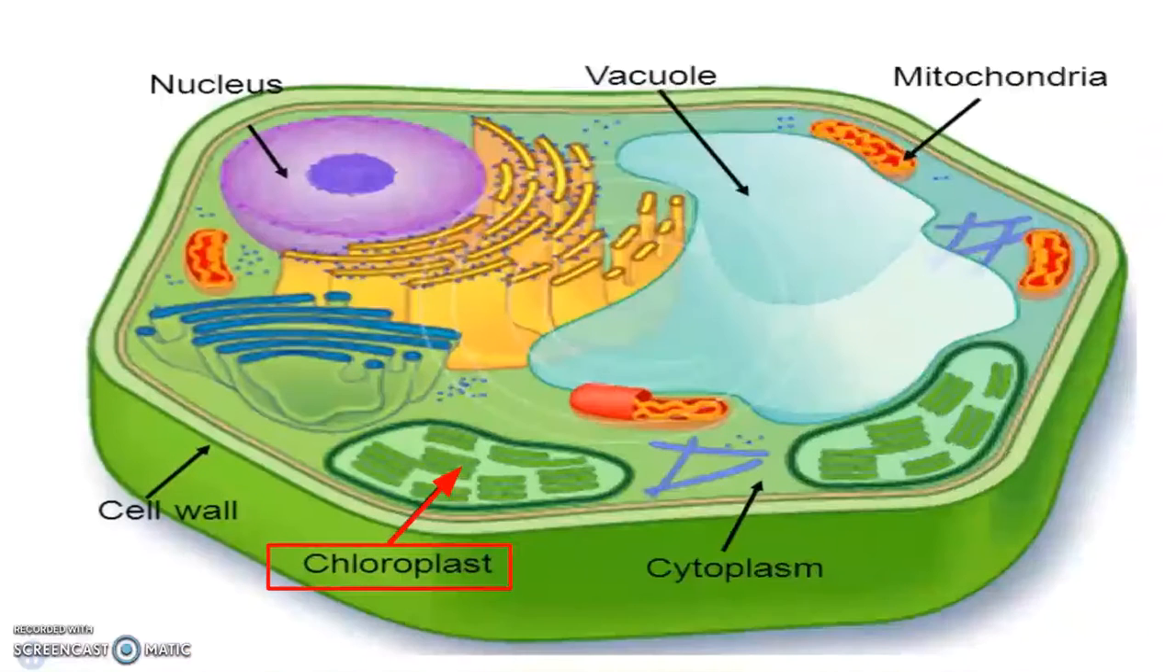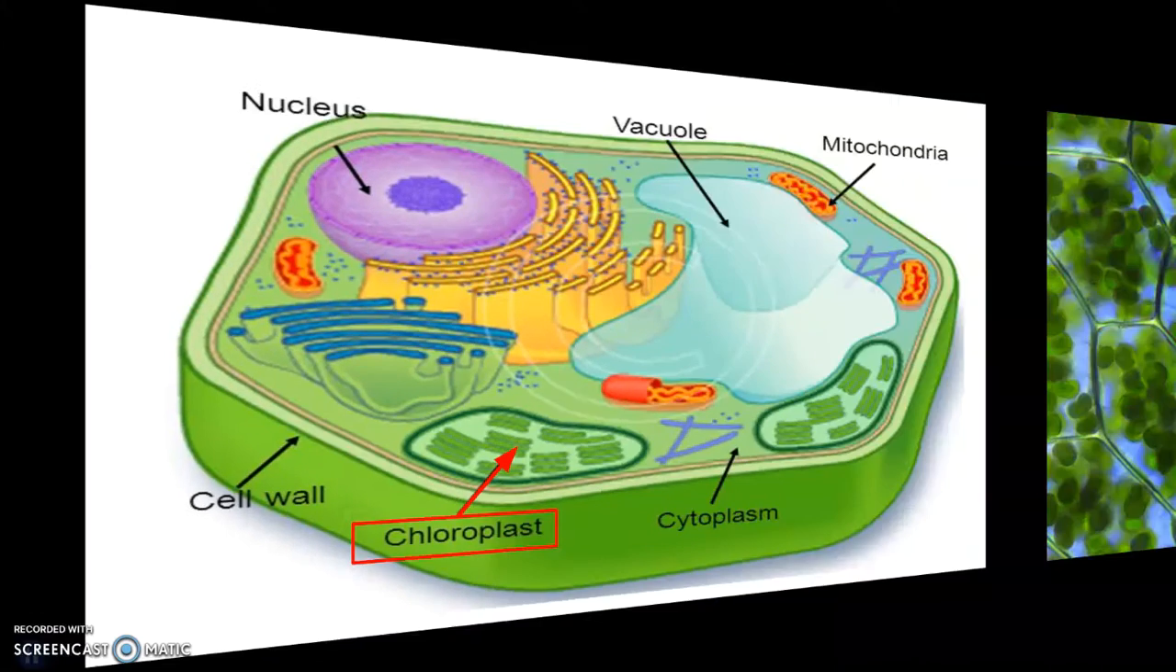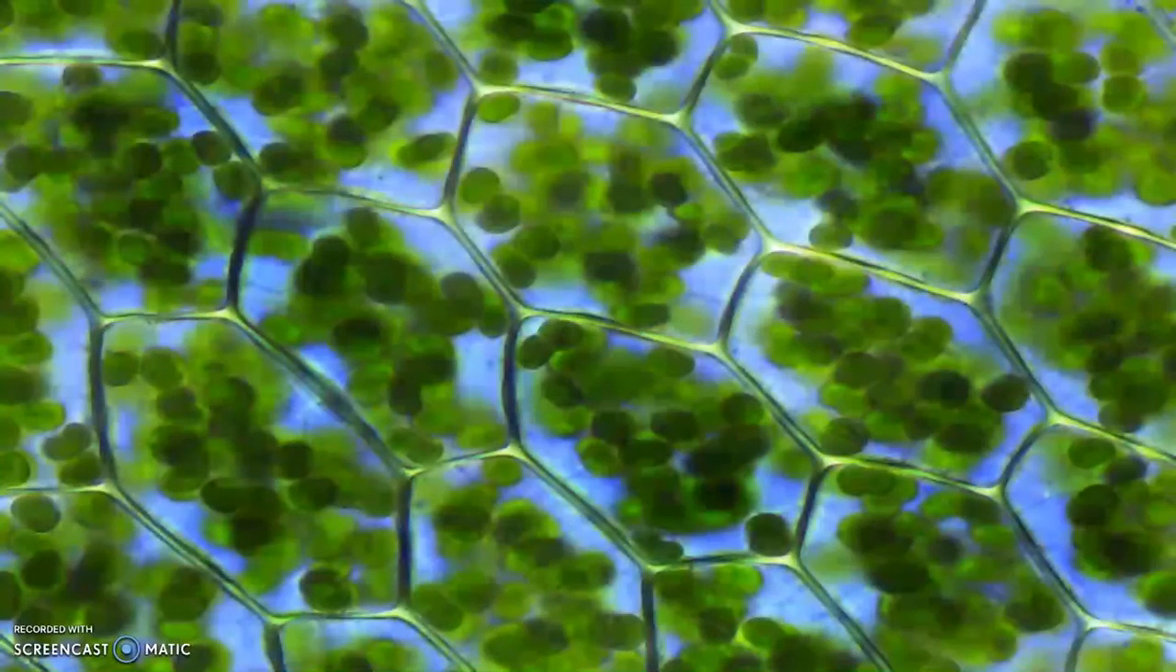It's important to note that all eukaryotes don't have the same organelles. For example, plant cells have chloroplasts, and this is where photosynthesis occurs, and this happens when light is converted into energy. Fun fact, chlorophyll is what makes plants green, and it's located inside the chloroplast.